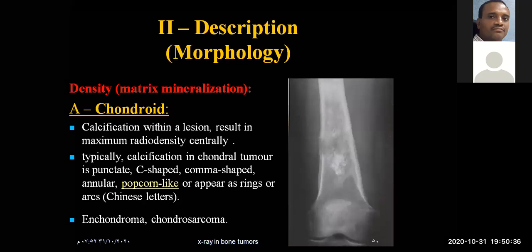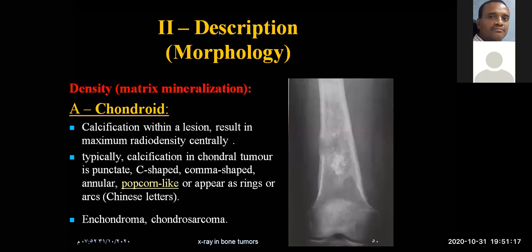The chondroid tumor gives what we call or known as popcorn appearance. In other forms, you can find C-shaped or cone-shaped tumors, but with almost inherited spots you find what is known as popcorn-like appearance. This is because of the calcification of the tumor.